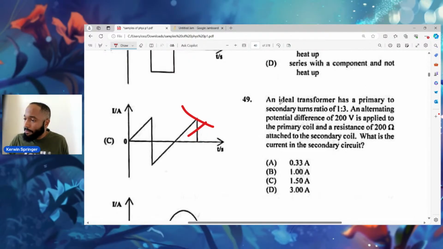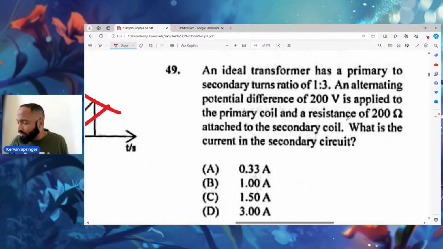An ideal transformer has a primary to secondary turns ratio of 1:3 and an alternating potential difference of 200 volts. Hold on. I hope the last question didn't have direct potential difference. No, because they didn't have an answer for that. If they ever do any trick with the transformer and they use direct current, it would not work. Transformers must work with alternating current. All right, so it's 200 volts.